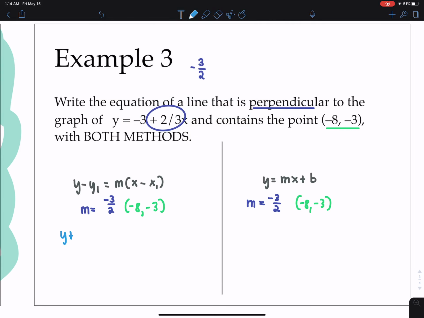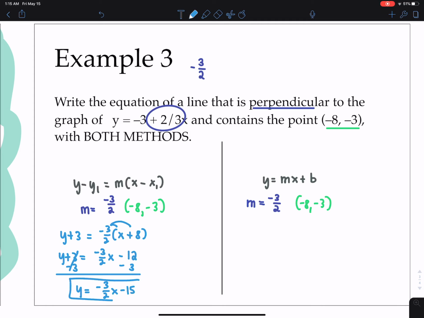So y plus 3 equals negative 3/2 parentheses x plus 8. So when we distribute this, we have y plus 3 equals negative 3/2 x, and then minus 12. So 24 divided by 2. And then we are subtracting 3 from both sides. So we get y equals negative 3/2 x minus 15. So there's using point slope form.